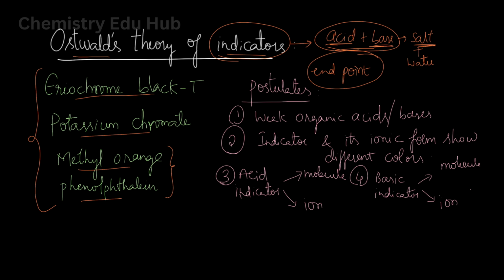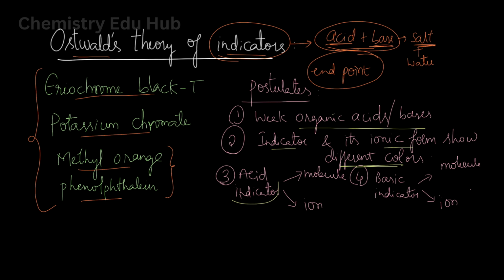The postulates of Ostwald's theory are: these indicators are generally weak organic acids or bases. Hence, if it is an acid, it shows color change in the base. If it is a base, it shows color change in the acid. The indicator and its ionic form: generally the indicators split into ions. After splitting, based on the pH change, they show different colors. Accordingly, we are able to find out the end of the reaction.